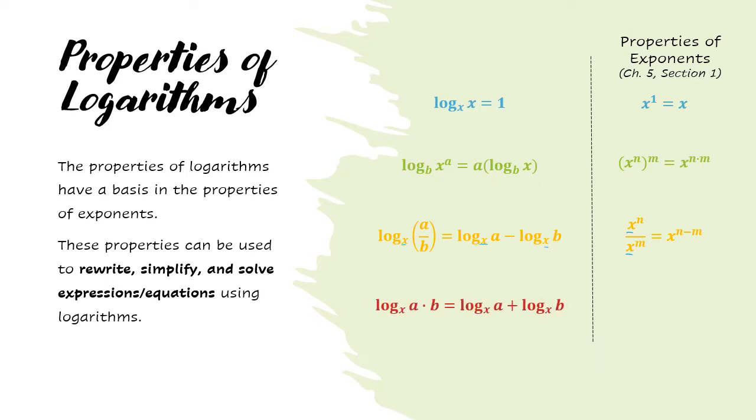All right, same idea. This time we have a product, so our product exponent rule. Log base x of a times b we can rewrite as log base x of a plus log base x of b. There's our equivalent property in exponential form: x to the n times x to the m is equal to x to the n plus m.